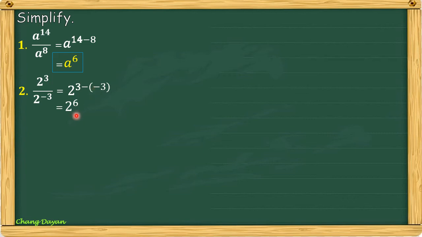So, 2 raised to 6 means 2 times 2 times 2 times 2 times 2 times 2. Multiply ang 2 sa kanyang sarili ng 6 na beses. So, we'll have 2 times 2, 4 times 2, 8 times 2, 16 times 2, 32 times 2 will get 64.